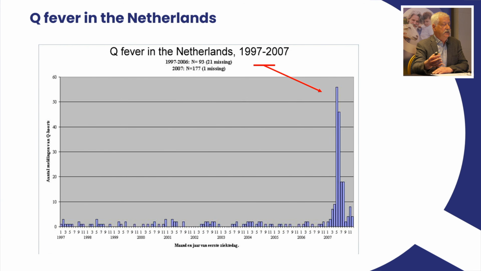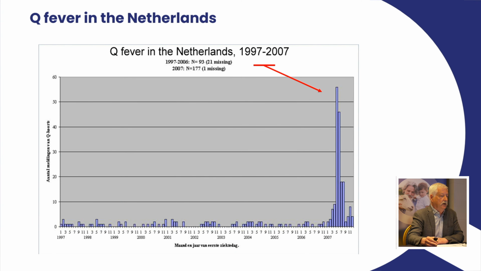This is a short picture of what I've described before, from 1997 at the left to the start of the outbreak in 2007: an average of only 17 cases per annum, and then a sudden rise with about 200 cases in 2007.